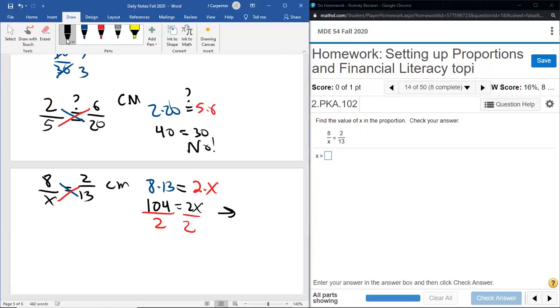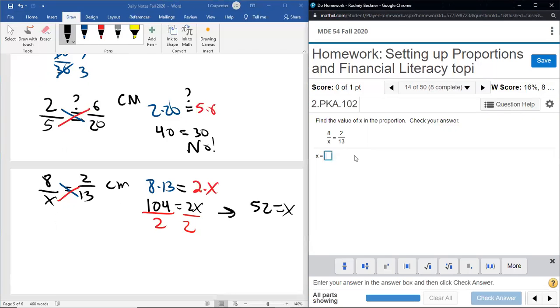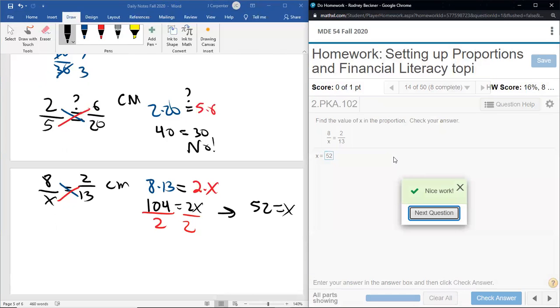And then half of 104 should be 52. So that should be our x. Let's see if it's right. Maybe your teacher led you down the wrong path intentionally. Maybe he didn't. I always like to keep you on your toes. You never know, right?